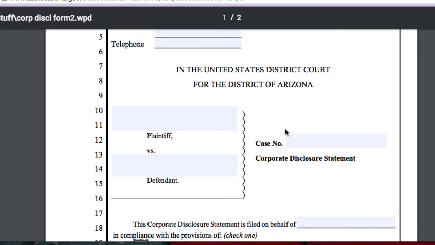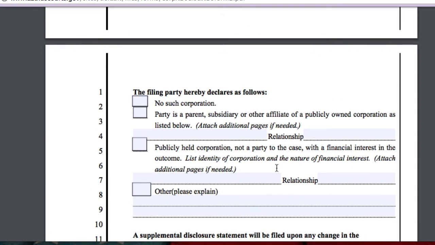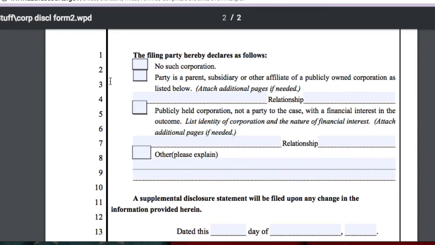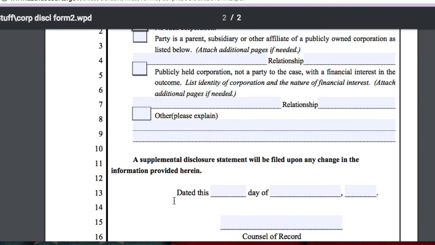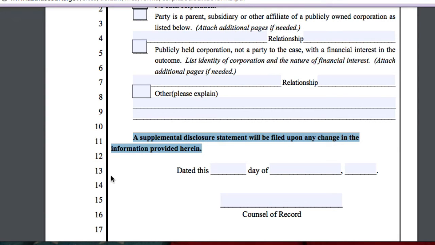The main reason for this is the judge wants to evaluate whether or not they need to recuse themselves from the case. So all you're doing really is just saying either there is no such corporation, there is no party, there is no other entity that owns anything. And as it notes here, a supplemental disclosure will be filed. So in other words, if there's a change of ownership, sometimes people sell their business in the middle of a lawsuit. Hopefully they're disclosing that to the other party. But you're just putting that in here.